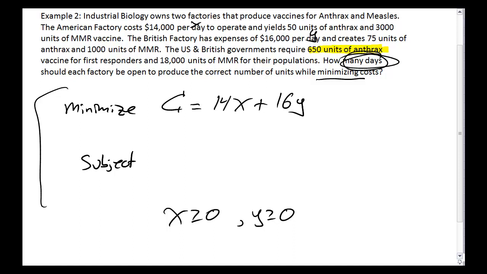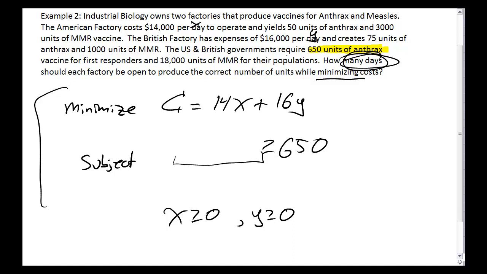I need at least 650 units of anthrax. Whatever I put over here on this side, I have to make sure that this left side is bigger than the 650 or equal to it. So this is the way my inequality is going to go. If I have less than or equal to 650, I might not have the 650 units I require. It's okay to overproduce a little bit. That's acceptable. But I need to make sure I have at least 650. This is a minimization problem.